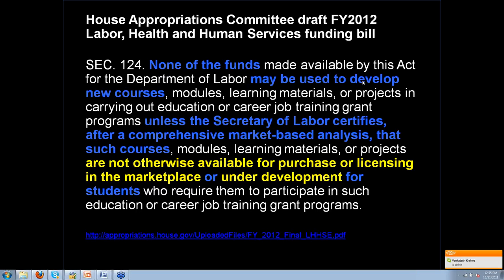The answer to James under this law, should it pass, would be, I'm sorry, James, you're not allowed to take any government or DOL money to build anything until you've checked with Pearson and McGraw-Hill and Cengage and Wiley and others, and any other publisher for that matter, to make sure that they don't have any developmental math that you can buy or any that's under development. So you can kind of see how crazy this is.